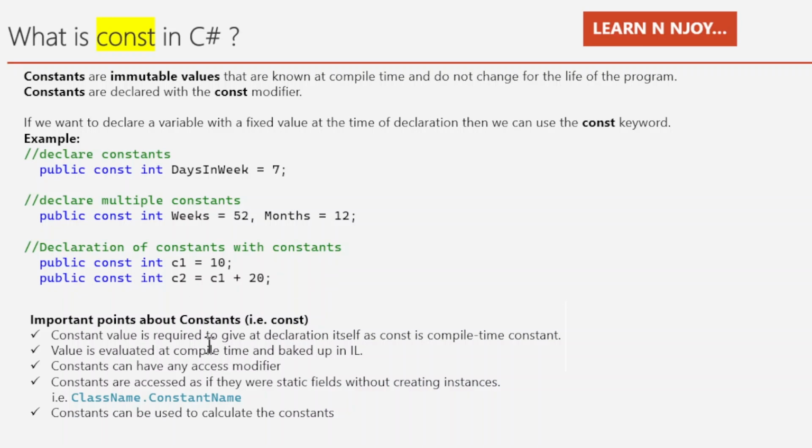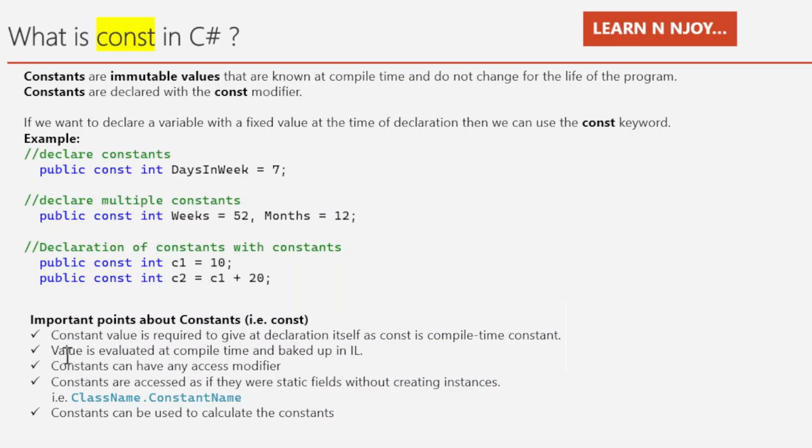Number one, constant value is required to give at the declaration itself, as const is a compile time constant. If you see this example shown over here, we need to have this value at the time of the declaration itself. That is the requirement of the constant. So that's what this statement indicates: constant value is required to give at declaration itself, as const is a compile time constant.